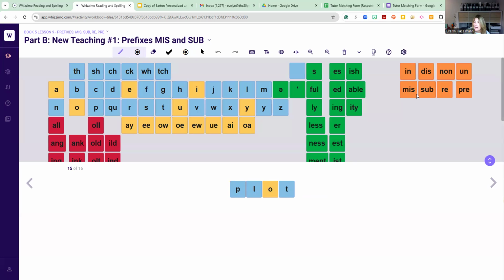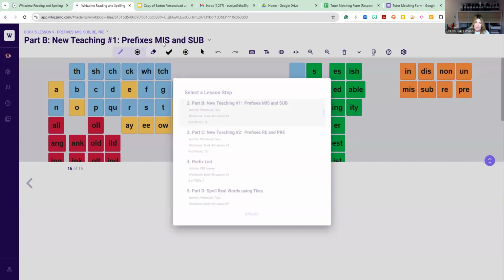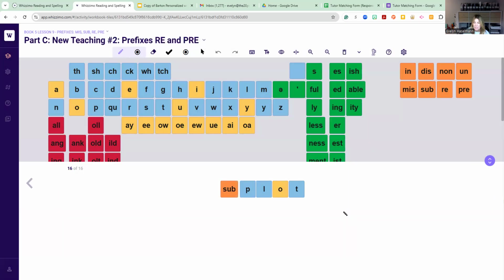A smaller plot in a movie. So I always use Harry Potter as an example because that's something most kids know, but you can certainly choose a movie that's relevant to your own kids. But I always talk about how Harry and Ginny fall in love at the end. That's like a subplot of Harry Potter. So those are the first two prefixes we learned. Mis, meaning wrong, sub, meaning smaller or below.